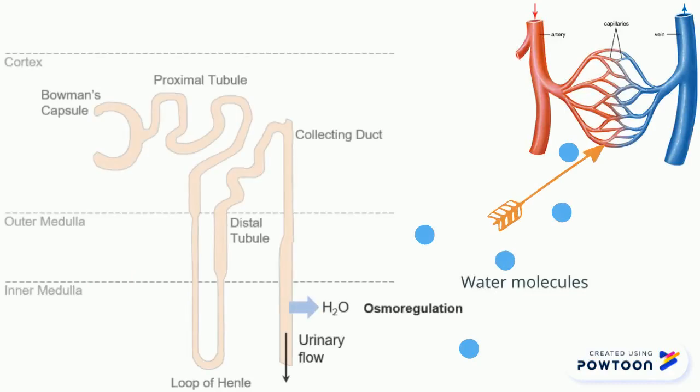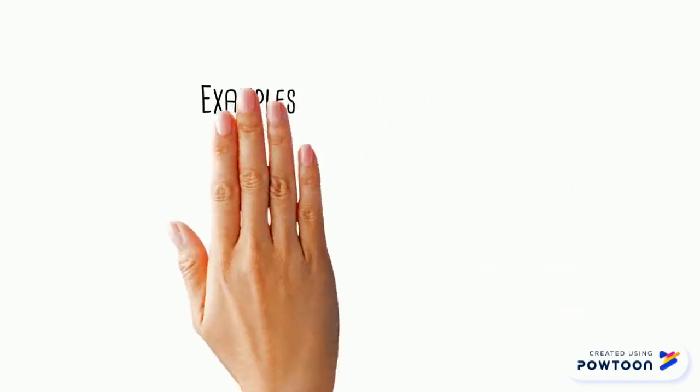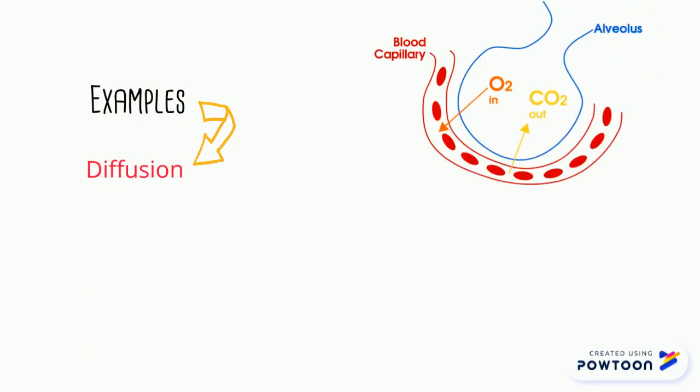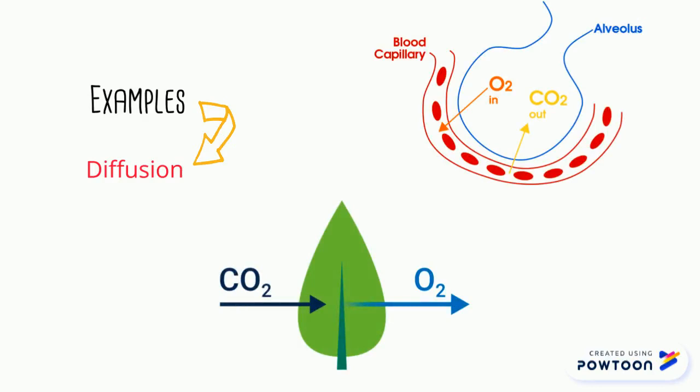An example of osmosis is when water is diffused into the surrounding blood vessels around the collecting duct, since the ADH hormones affect how permeable the walls of the collecting duct are. Examples of diffusion are everywhere: in the lungs during gaseous exchange, absorbing carbon dioxide from the air into the plants, and many more.